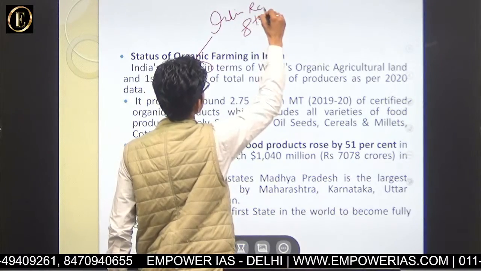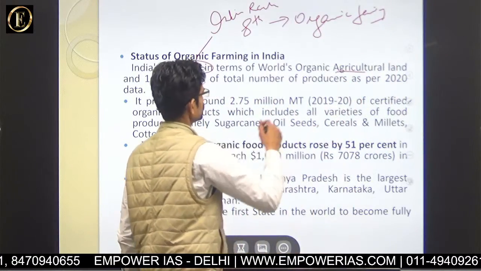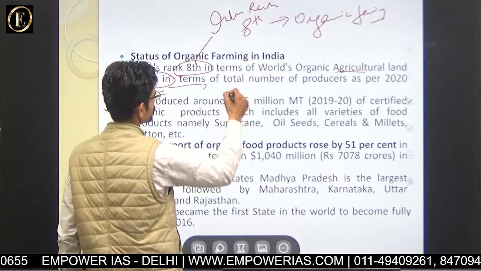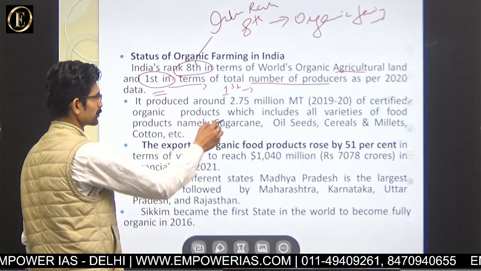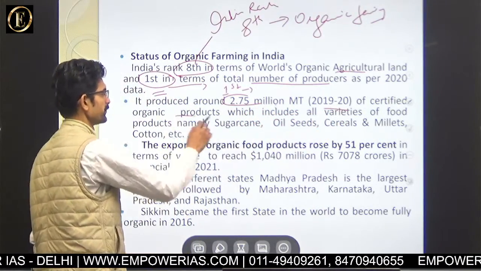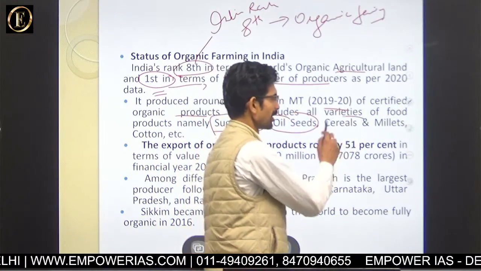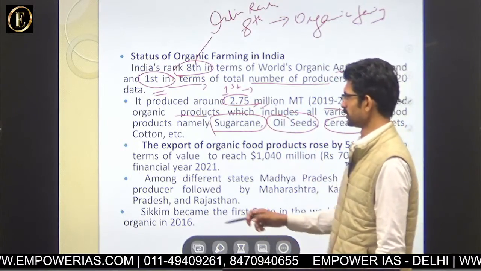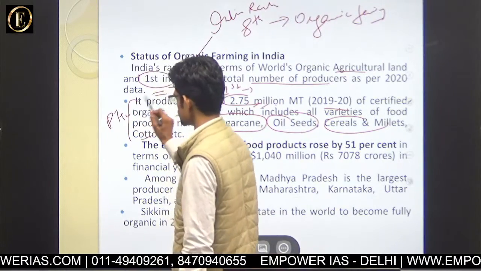India is 8th in organic farming, and it also is first in terms of total number of producers as per 2020 data, and it produces around 2.75 million tons in 2019-20 of certified products, which are of a variety of sugar cane, oil seeds, cereals and millets that are produced in India. Then cotton is also included under organic products. Remember this product for your prelims as well as mains point of view.